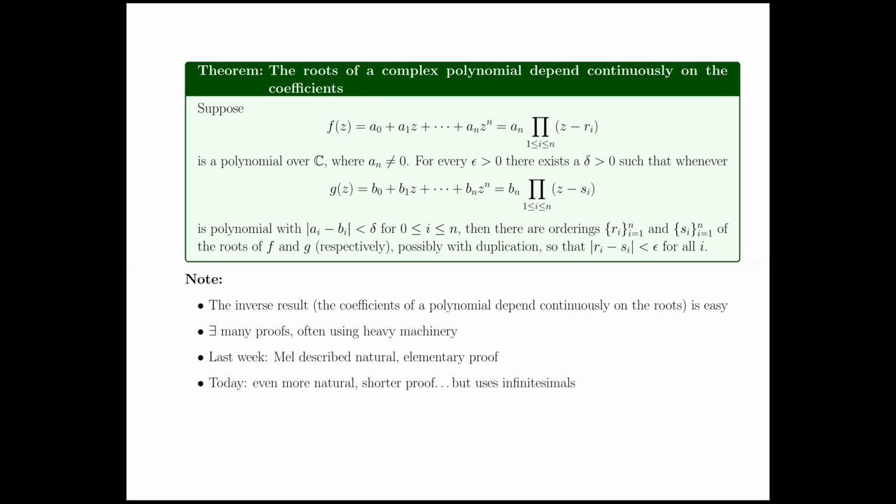Anyway, there exist a lot of proofs using mainly heavy machinery. Some of them use things like Lagrange's theorem and just various things. But last week Mel described a natural elementary proof, not completely trivial. You have to write things down, but nothing that you need more than high school level algebra for. And today I'm going to write down what is arguably a more natural and shorter proof, but it does use infinitesimals, so it would have been considered an elementary proof before people started doing delta epsilon arguments.